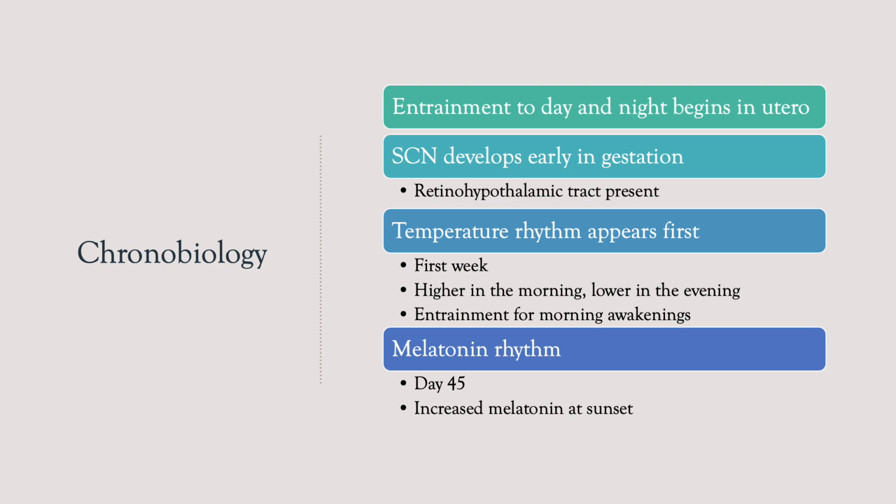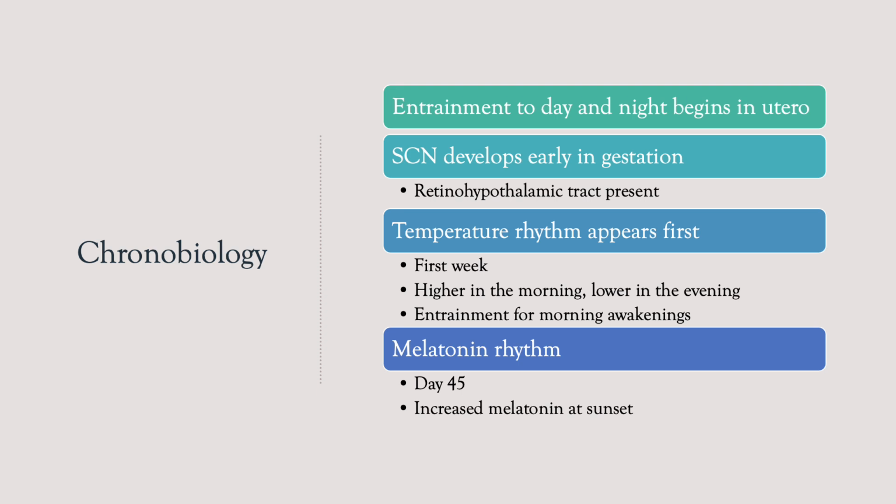The suprachiasmatic nucleus is the circadian rhythm pacemaker. It's part of the brain that's connected to the eye via the retinohypothalamic tracts, where our brains know when there's light and darkness. The SCN develops early in gestation, and although there is passive entrainment in utero, it does not fully entrain the infant, and they also have different sleep needs than adults.